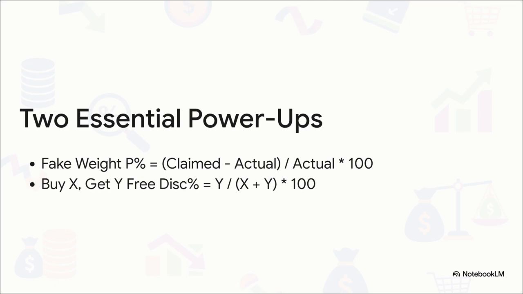To find their true profit percentage, take the weight they claim to give, subtract the actual weight, and divide that entirely by the actual weight. It always comes back to the actual weight they parted with.